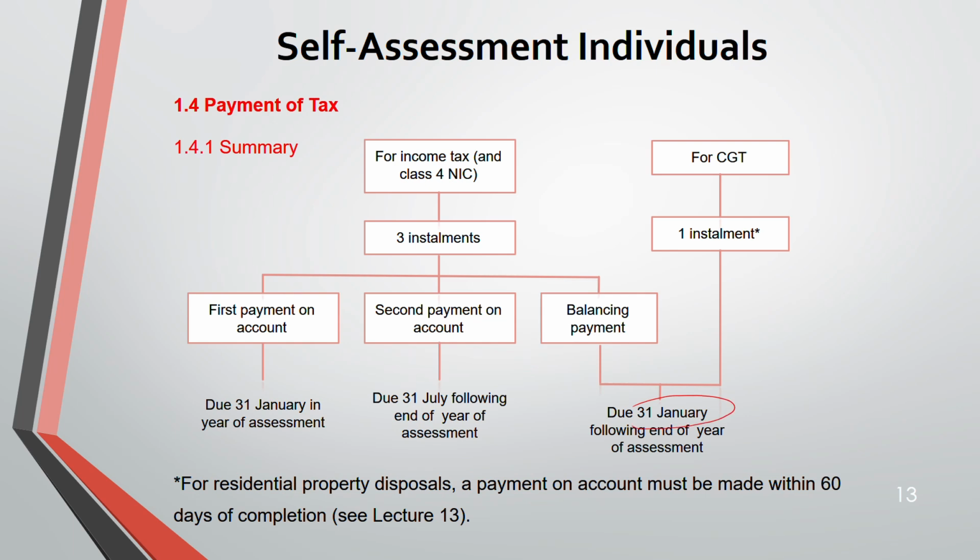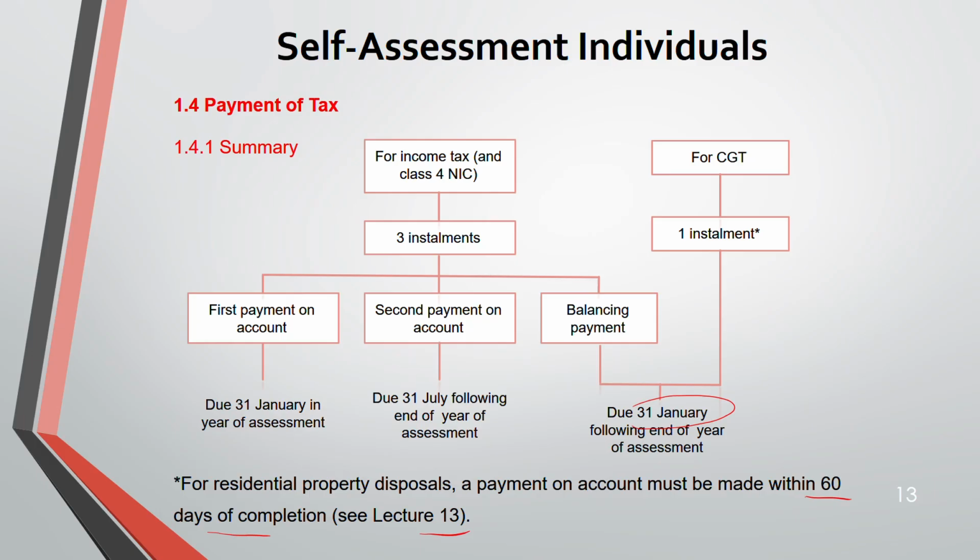Why 1 installment? There's an asterisk mark next to it. For residential property, a payment on account must be made within 60 days of completion, that is 2 months. We will cover this in lecture 13. In fact, from lecture 12 onwards, we are doing capital gains tax. So this is for residential property.